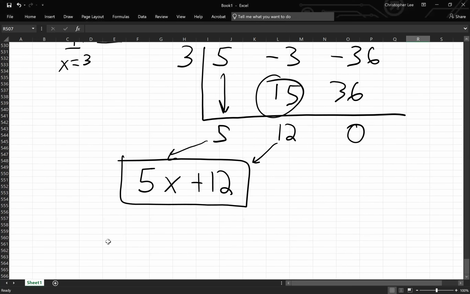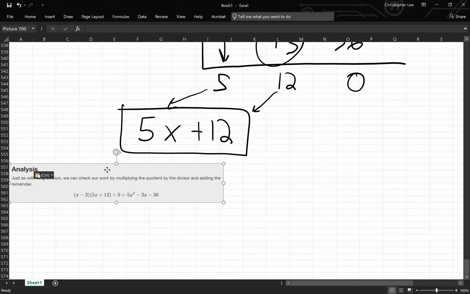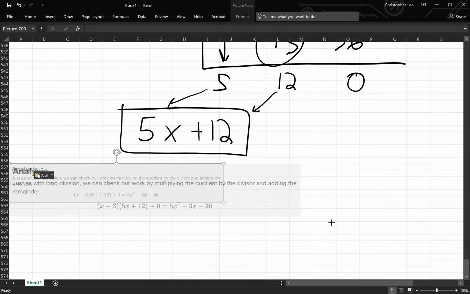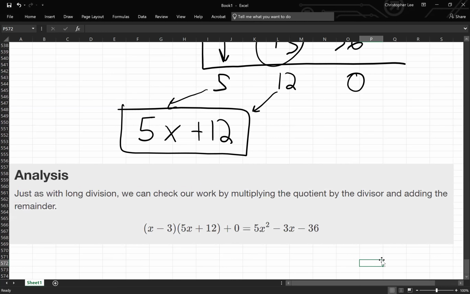Real quick, just to give you a special note. Just as with long division, we can check our work by multiplying the quotient by the divisor and adding the remainder. So x minus 3 times 5x plus 12 plus 0 gives us back the original expression we had, 5x squared minus 3x minus 36.